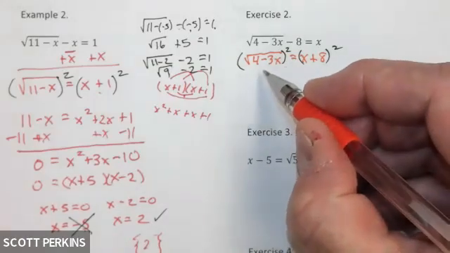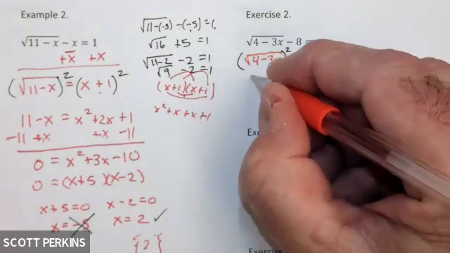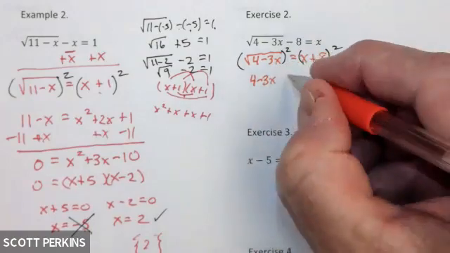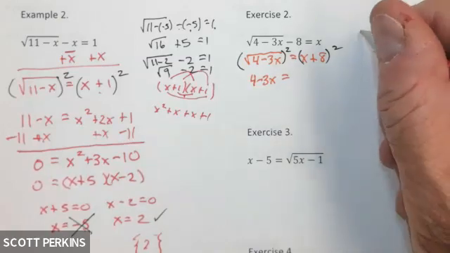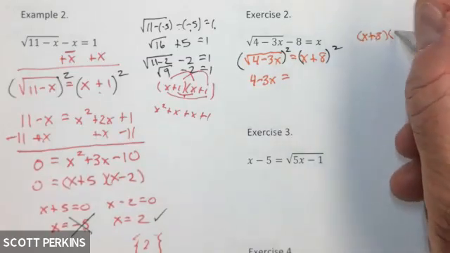When I square the square root of 4 minus 3x, I just have 4 minus 3x. On the other side, when I square x plus 8, if you need to, I'm going to come over to the scrap work over here. So x plus 8 times x plus 8.